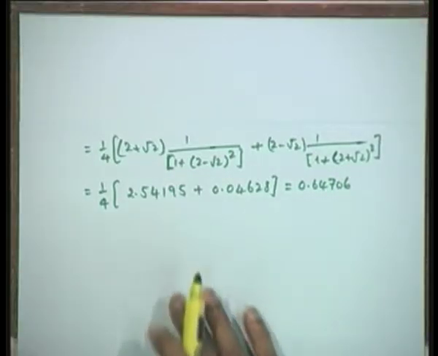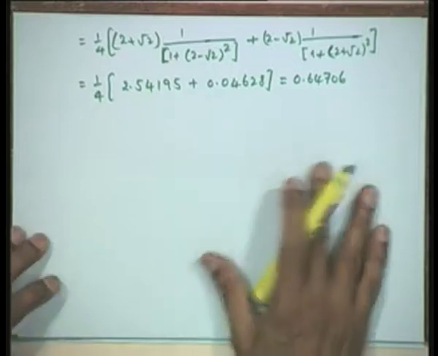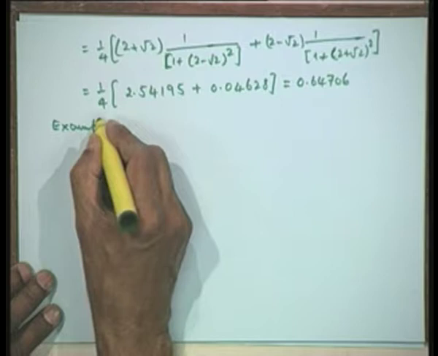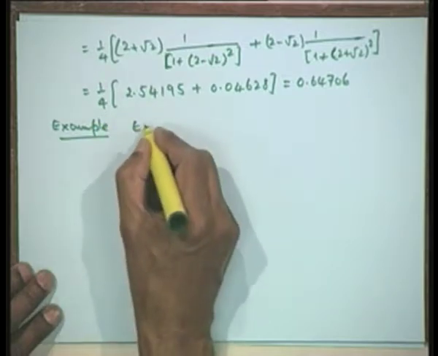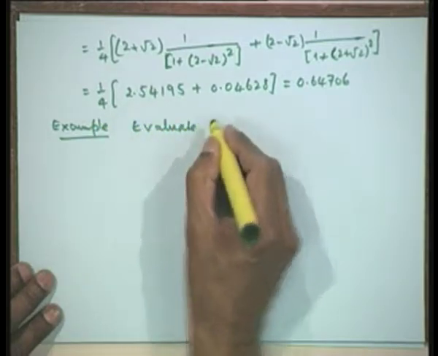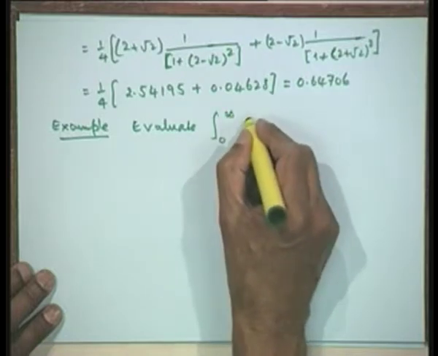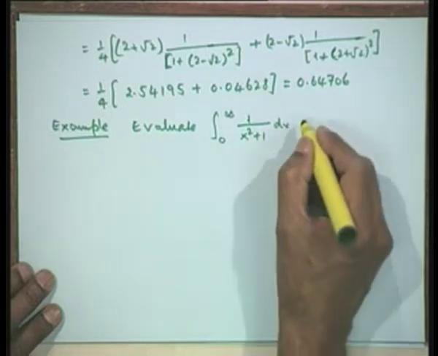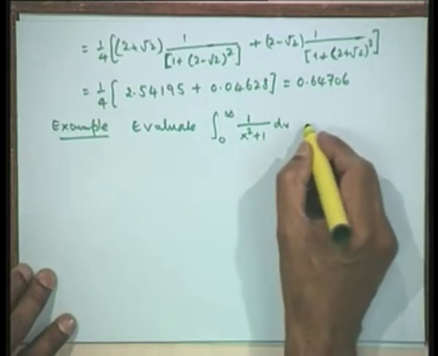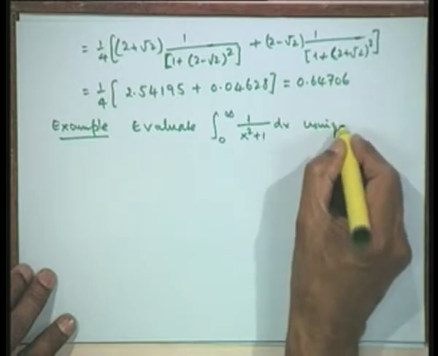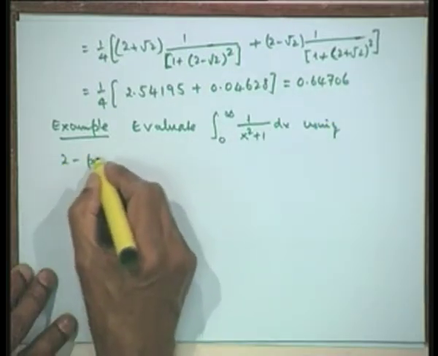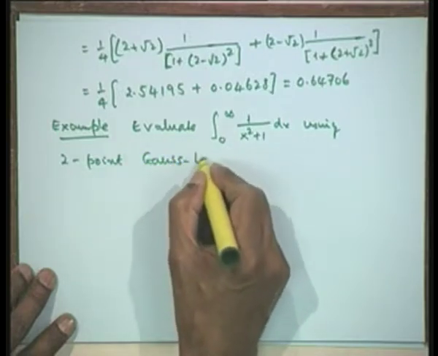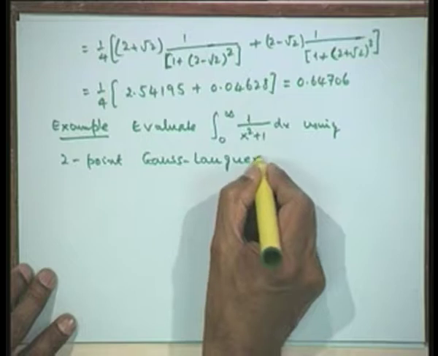Now, let us take an example in which the weight function is not given to us, is not provided in the suitable form. Evaluate the integral from 0 to infinity of 1 upon x squared plus 1 dx using the 2 point Gauss-Lagrange formula.